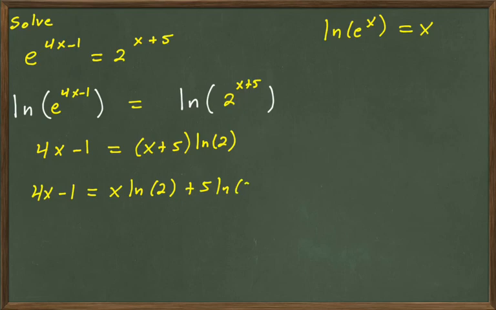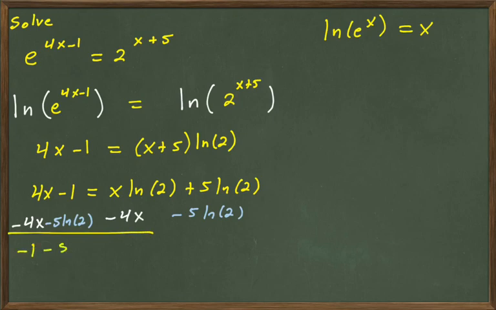And we got x's on both sides of the equation, so we're going to go ahead and subtract 4x from both sides. And we're going to subtract 5 natural log of 2 from both sides of the equation here. This is going to get all the x's on the right-hand side of the equation. So you have negative 1 minus 5 natural log of 2, and that is going to be equal to x natural log of 2 minus 4x.